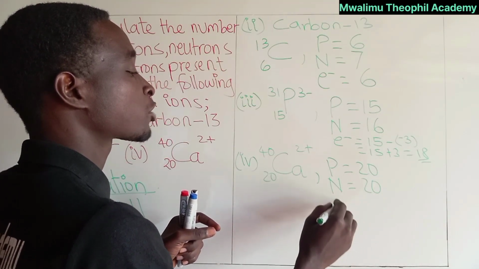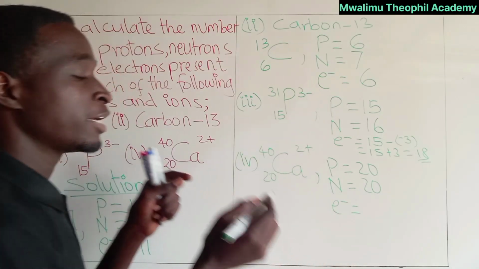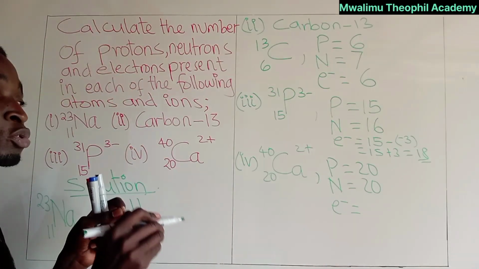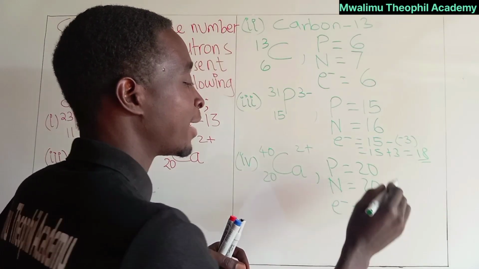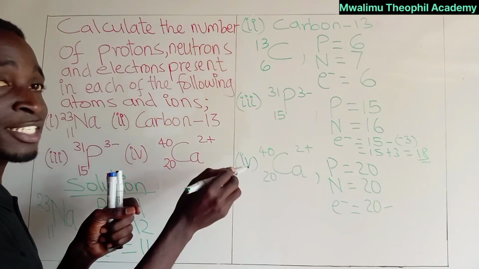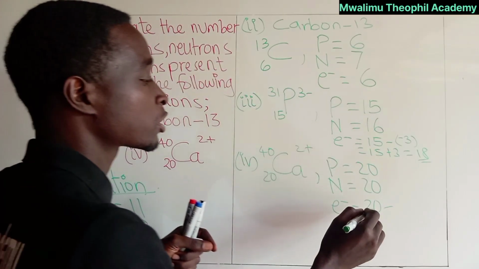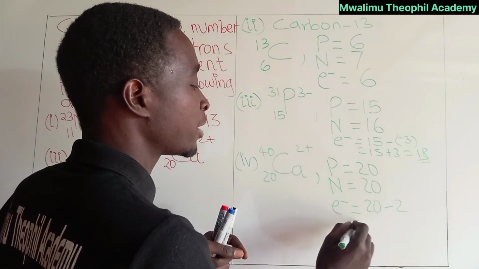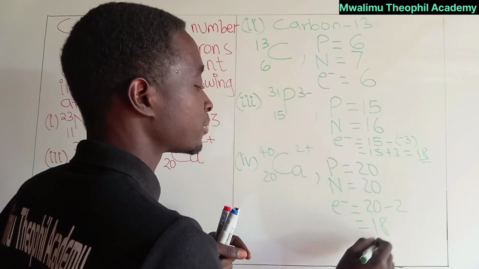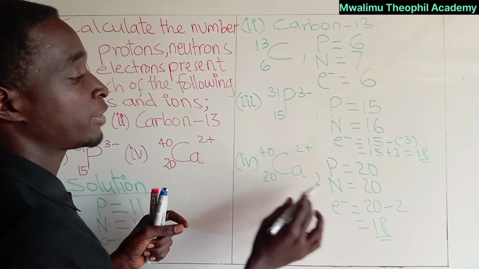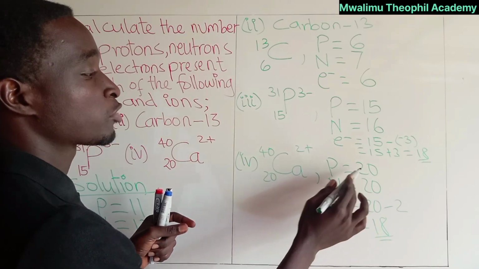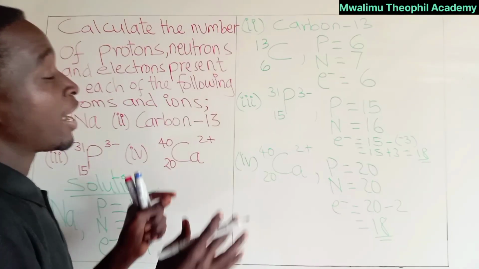The number of electrons in calcium ion, as usual, is equal to atomic number, which is 20, minus the charge on that ion, which is positive 2. So it is 20 minus 2. Here we get 18. So there are 18 electrons in calcium ion, 20 neutrons, and 20 protons.